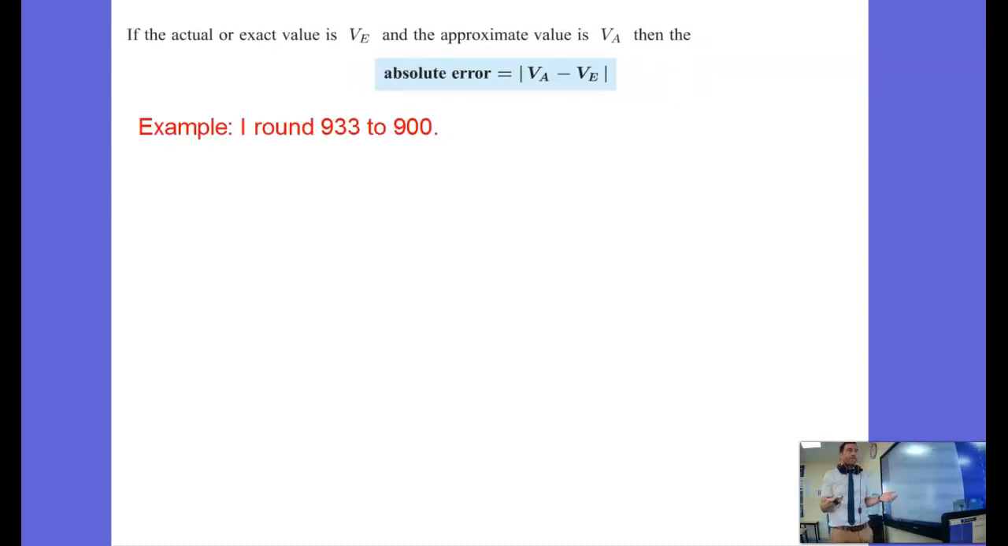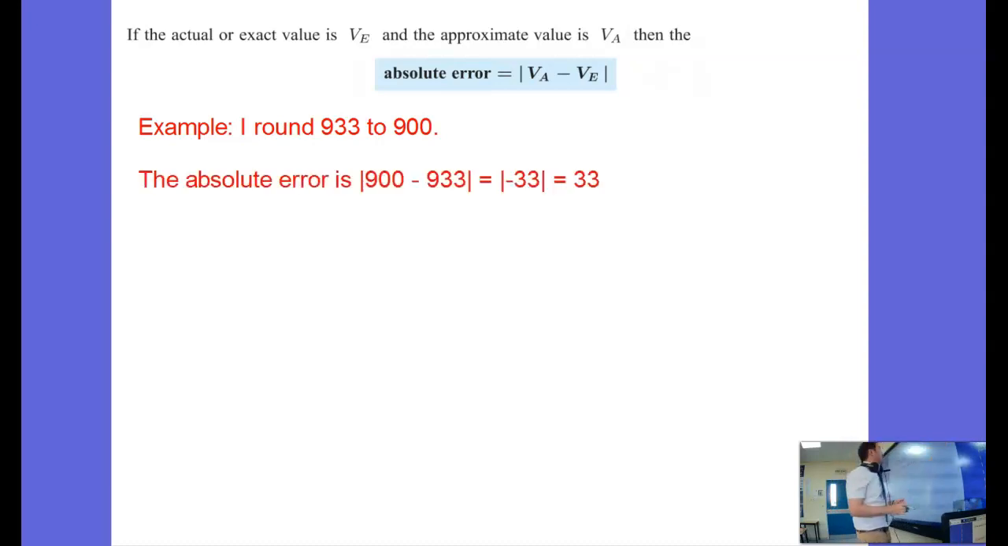Let's look at that in an example. It should be pretty clear. I round 933 to the nearest 100, and I get 900. So if I want to know my absolute error, very simply, I just take one away from the other and make it positive. 900 minus 933 would be negative 33. We make that positive, 33. So the absolute error here is 33. I'm 33 out.